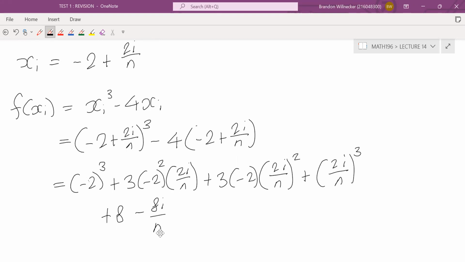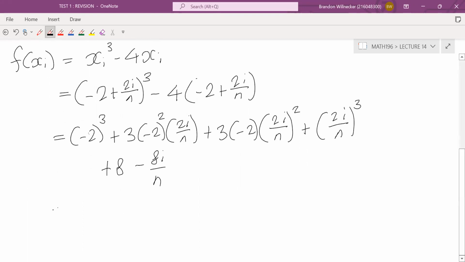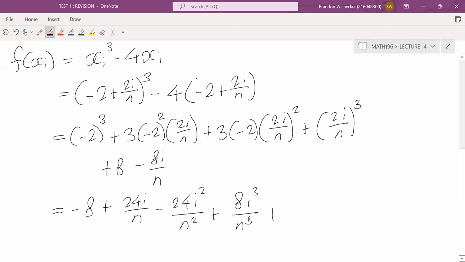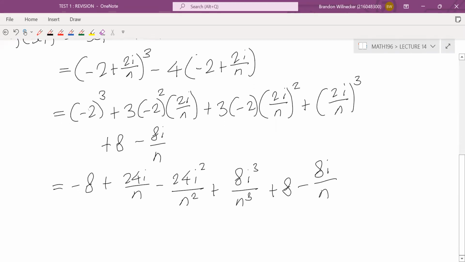Let's collect all the like terms together. We end up with minus 8 plus 24i over n minus 24i squared over n squared plus 8i cubed over n cubed, and then we have plus 8 minus 8i over n. We've got two i terms that we need to group together, and we also have a minus 8 and a plus 8, so those can go away.